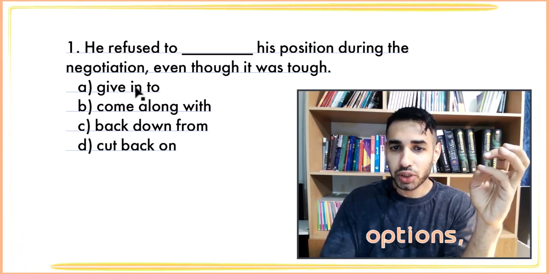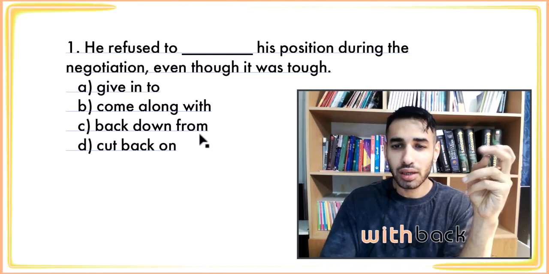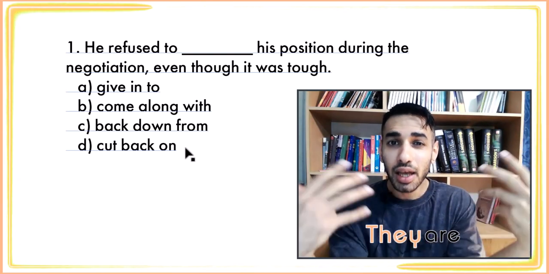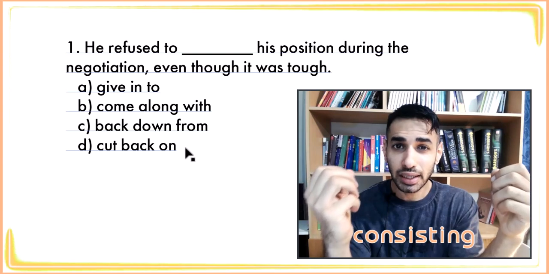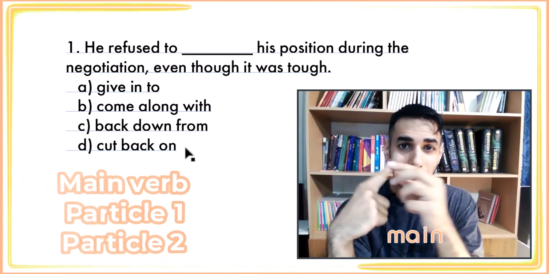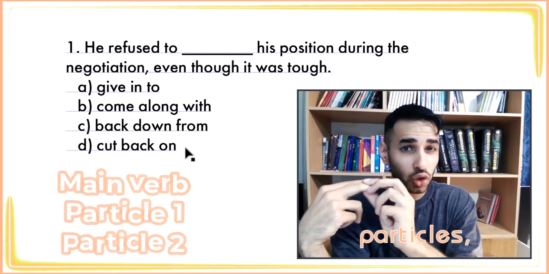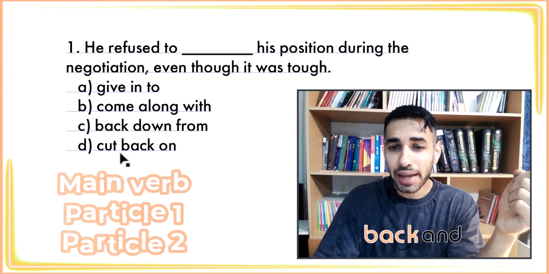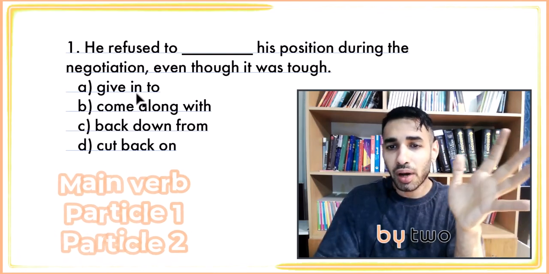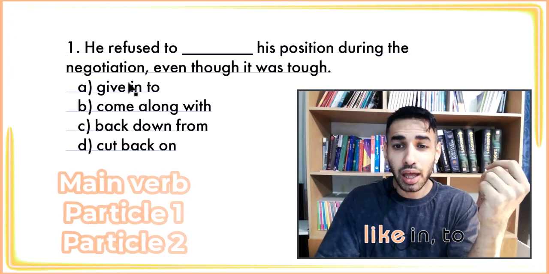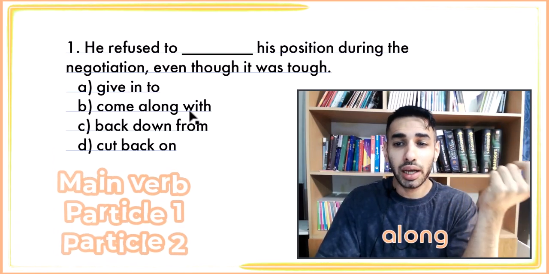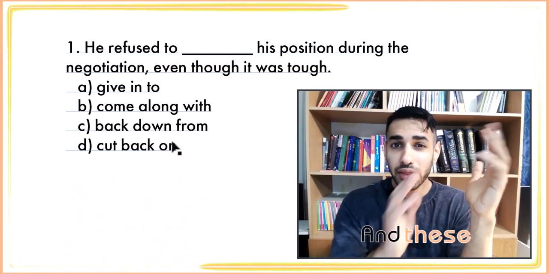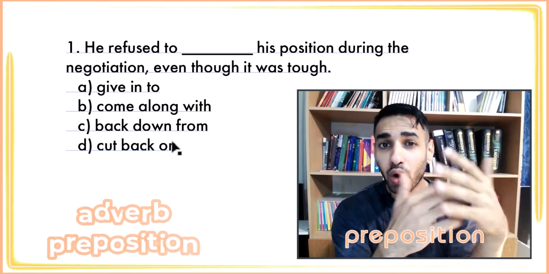All of these options, give in to, come along with, back down from, and cut back on, are three-word verbs. They are phrasal verbs consisting of three words, a main verb and two particles. A main verb like give, like come, like back, and like cut. They are followed by two particles like in, to, along with, down from, and back on. And these particles can be either adverbs or prepositions.